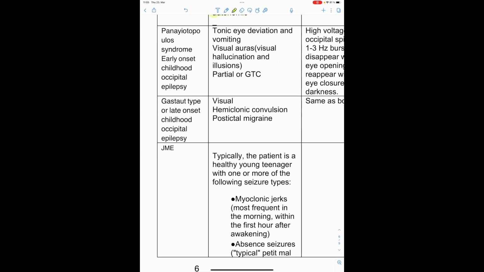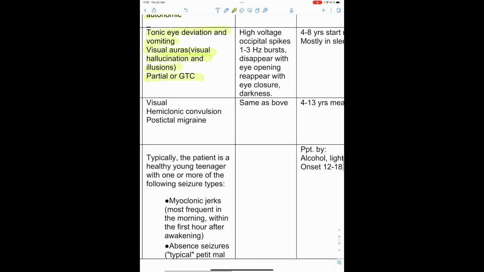Next is a difficult to pronounce, Panayotopoulos syndrome, early onset childhood occipital epilepsy. There is tonic eye deviation and vomiting. So it is related to the occipital region. There is tonic eye deviation and vomiting, visual auras, visual hallucination and illusion, and partial or generalized tonic seizure.